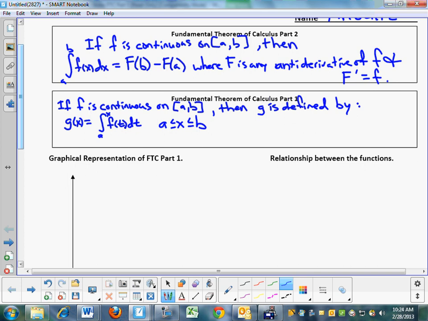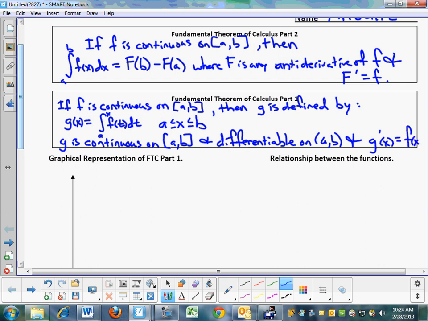And this last part is important. G is continuous on [a, b]. So that's important. And differentiable on (a, b), and G prime of x equals f of x. Differentiable. It's able to be derived. You can differentiate it.